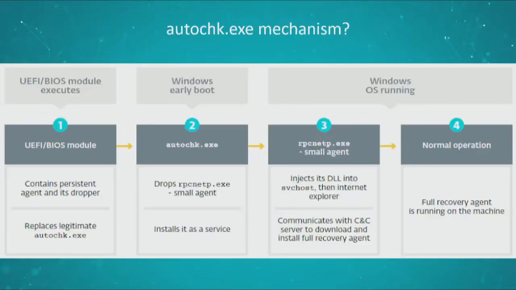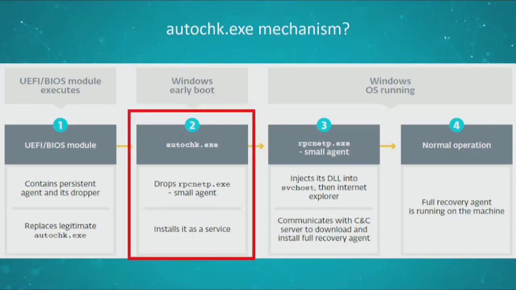So if we go back to the architecture slide, we already know that step 3 could have been what these guys were doing, just using a regular backdoor to install the small agent. But let's see what is the step before that. It's actually autocheck.exe, the executable that is responsible for checking integrity, and that was replaced by LoJack to install the small agent.